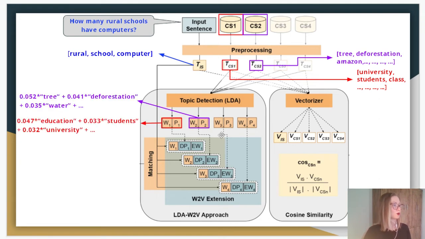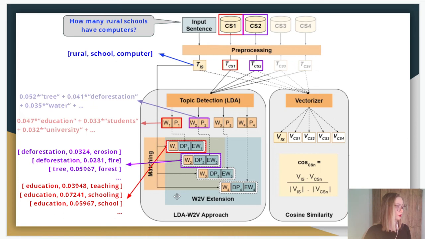These tokens go to the LDA component, which performs topic detection in each one of the sources. As you can see in the figure, from the CS1 tokens represented in red, we detect these topics and proportions, and from CS2 tokens, we detect other topics and proportions with LDA.